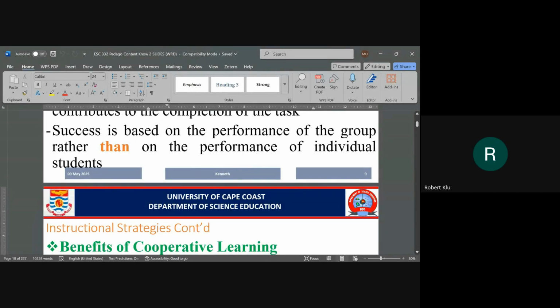Hello, Doc. I think with cooperative learning, one of the benefits is that everybody will be up and doing, attending to the task given. Okay, thank you. Any other? I think it fosters collaboration. Collaboration, okay. Good. Any other?